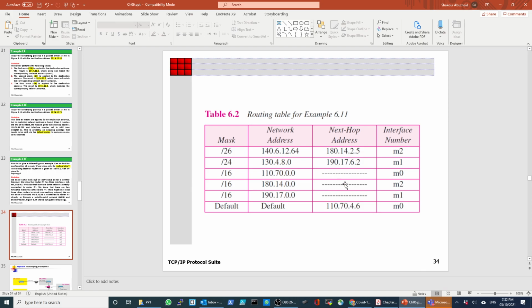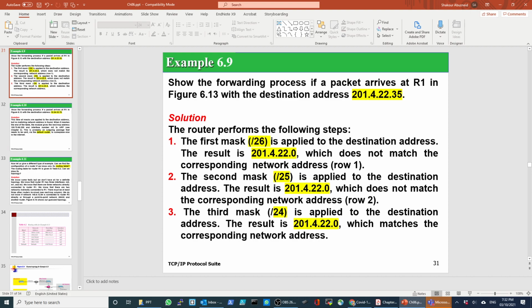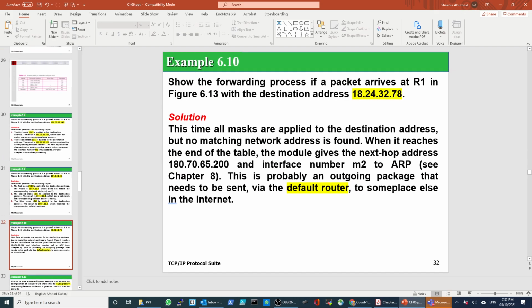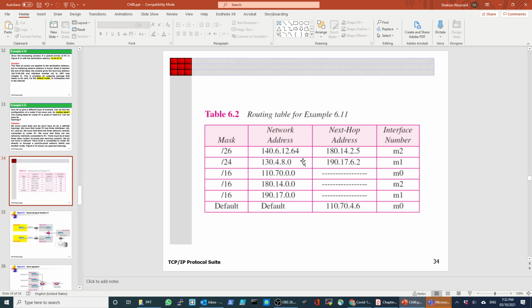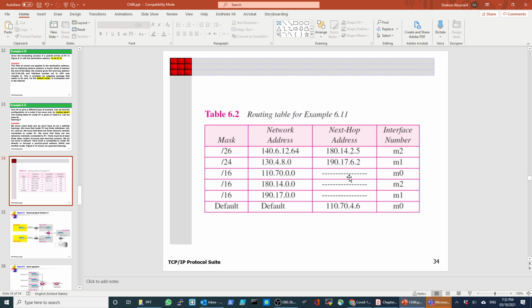Could you now go from this table and draw a figure similar to this? Yes, usually, right? All right, easily. I mean, there is nothing. So you will be able to do that. So take a look in here. Okay. So in here, this is R1. You start with R1. So how many interfaces in the R1 in here? How many interfaces? How many direct interfaces?